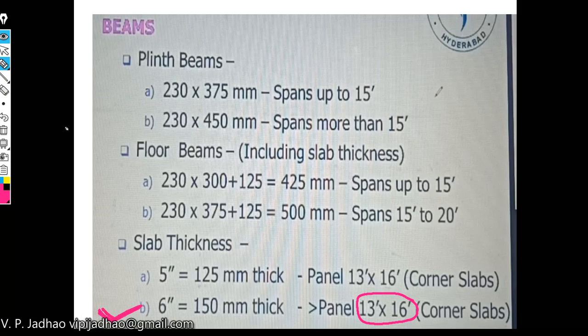What will happen is that this particular slab thickness will pass for these particular sizes of your panels or slab dimensions. So generally we will be using 5 inch or 6 inch thickness of slab, because as we go on increasing the thickness of slab, the dead load again goes on increasing.